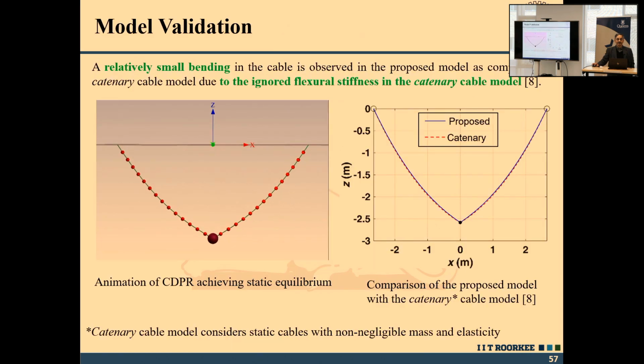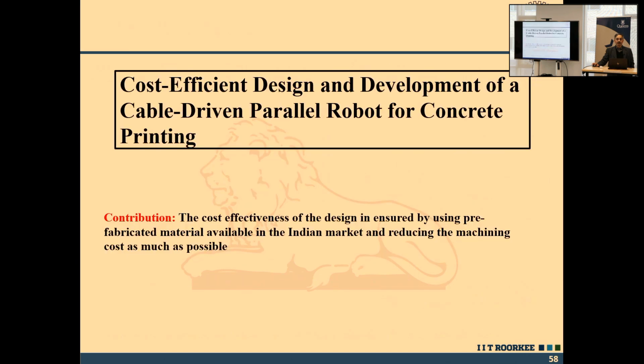We validated this bond graph model using the catenary cable model, basically through animation, so that you can see the proposed one and the catenary cable model. The last part of my presentation is on the design and prototyping of this robot: the cost efficient design and development of a cable driven parallel robot for concrete printing.